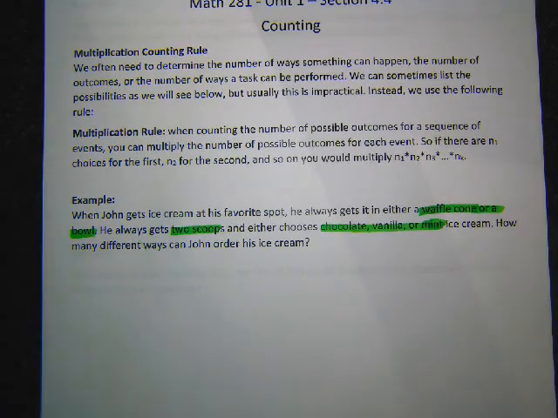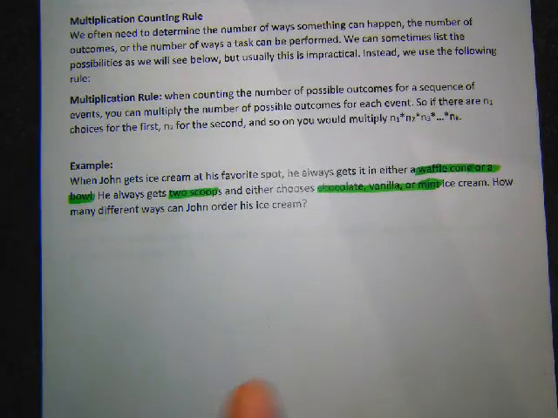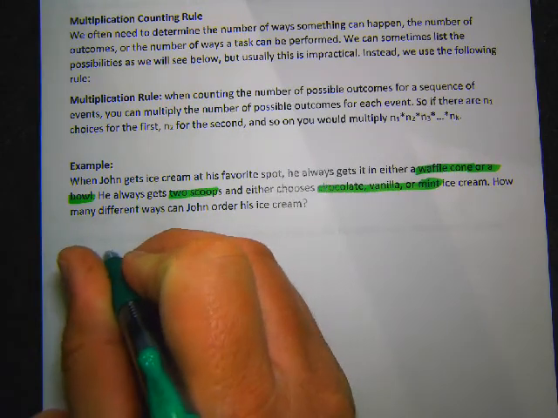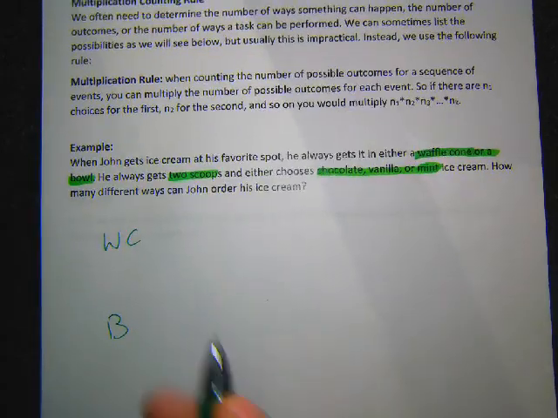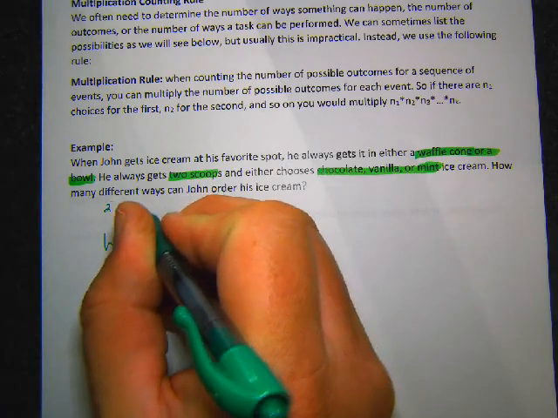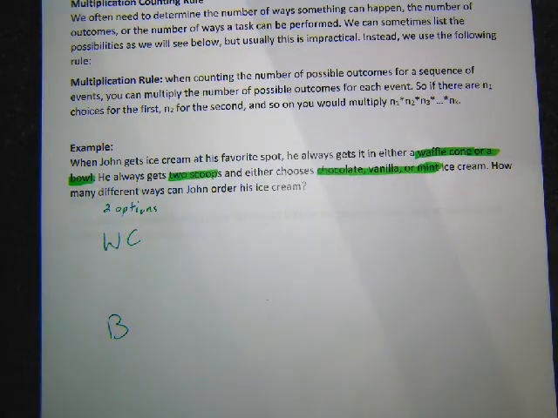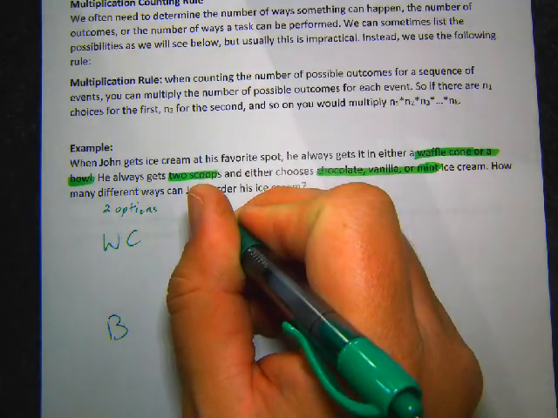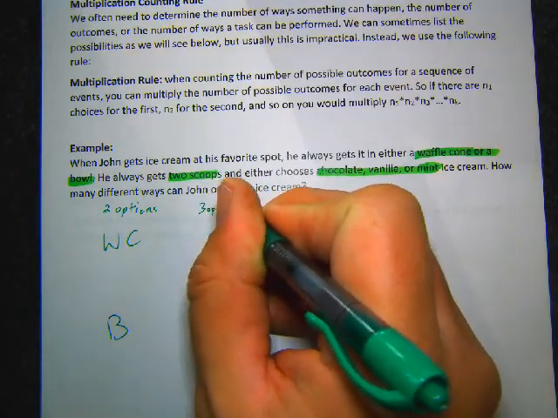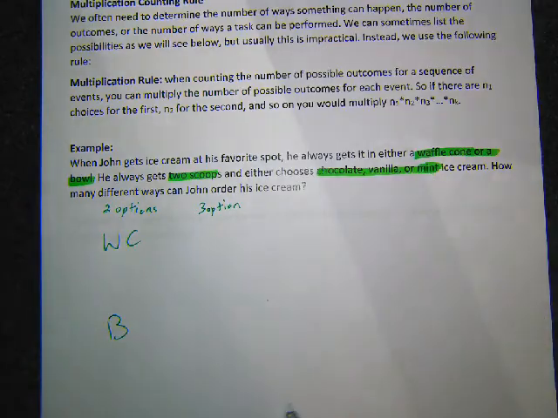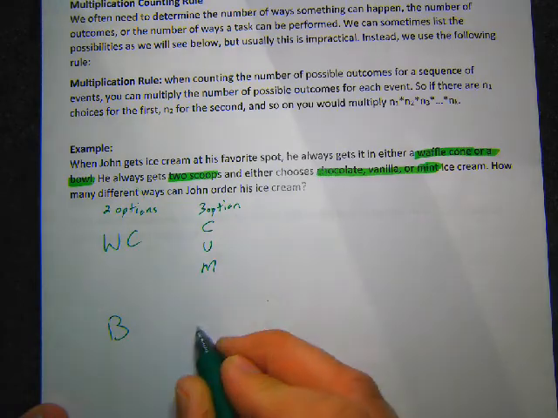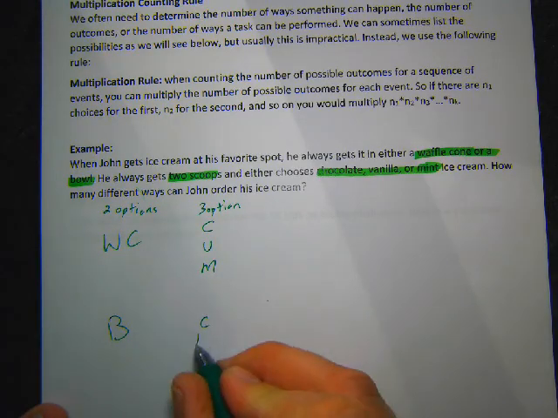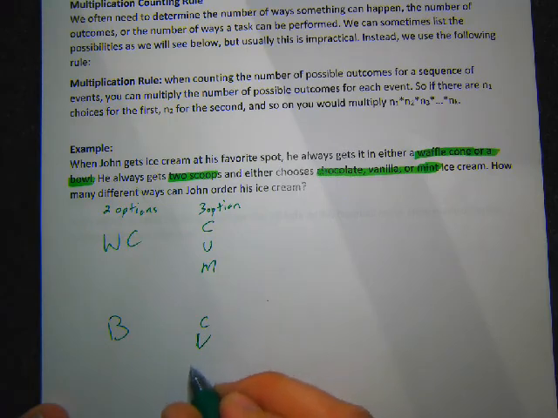So we're looking at the number of options for John getting his ice cream. When he first walks up to the counter, he chooses a waffle cone or a bowl. So he has 2 options for what he's going to put it in. Then he gets his first scoop, and he's got 3 options, because the first scoop could be chocolate, vanilla, or mint. Either way, whether he gets a waffle cone or bowl, he can choose between chocolate, vanilla, and mint.